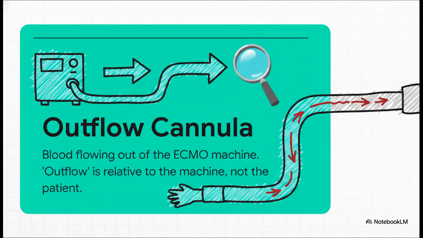And here it is again, that tricky little perspective shift. The return cannula is sometimes called the outflow cannula. And just like before, it has nothing to do with the patient's perspective. It's all about the machine. This is blood flowing out of the ECMO machine. So if you can just lock this into your brain, inflow is into the machine, outflow is out of the machine. You've pretty much cracked the code on ECMO terminology.